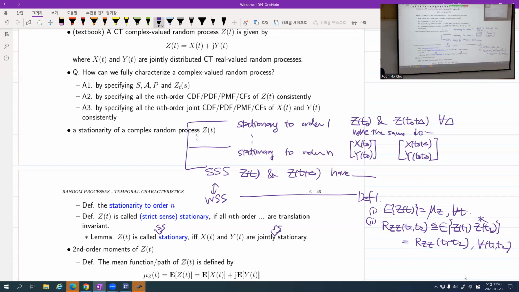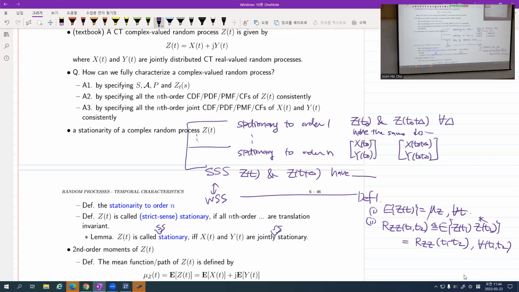If you were the first person who defined the wide-sense stationarity of a complex random process Z, how did you define it? Probably you remembered that a complex random process has real and imaginary parts. So probably you remembered joint wide-sense stationarity of two random processes, and you may have wanted to use that, right? So probably you would have said that a complex random process is wide-sense stationary if its real and imaginary parts are jointly wide-sense stationary.